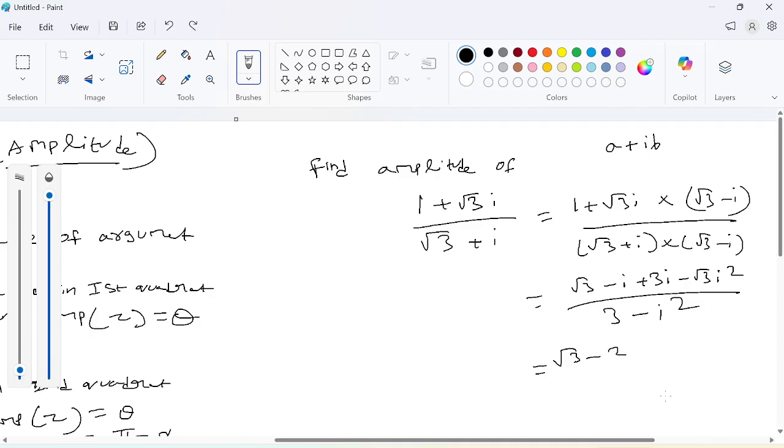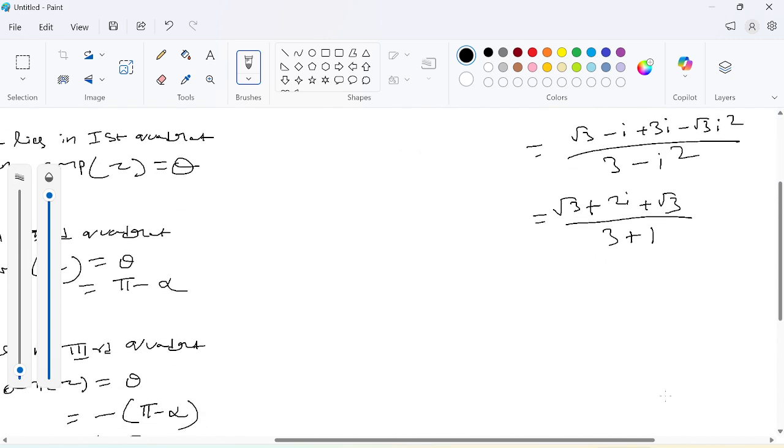Minus root 3 i square means plus root 3. And 1 plus root 3 i, root 3 i into root 3 minus i, 3i minus i, this will be plus 2i, right? Now 3 plus 1, so this will be 2 root 3 plus 2i by 4. Now if I take 2 common, it will be root 3 plus i by 2.